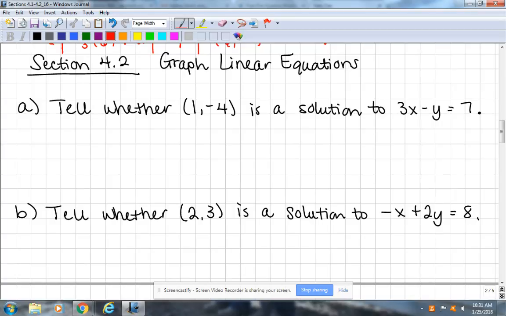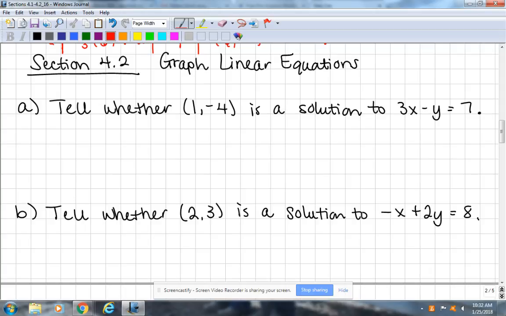And this ordered pair is a coordinate. It's a point, right? So what do you think it means to ask, is a point a solution to a line? You plug it in, but what does that mean in relation to that graph? Is this point on this line? That's what it's asking. Is this point on this line?